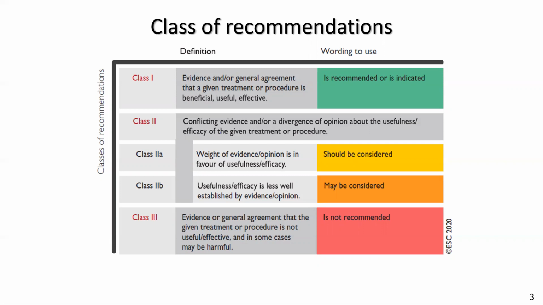This is where there's some conflict in the evidence, lack of consensus, divergence of opinion about the usefulness and efficacy of a treatment, procedure, or intervention. If the weight of evidence or consensus is more in favor of usefulness and efficacy, then that's class 2A, and the intervention should be considered. For class 2B, the usefulness and efficacy is less well established, there's less consensus, and more difference of opinion. For class 2B, the guidelines have classified this as may be considered.